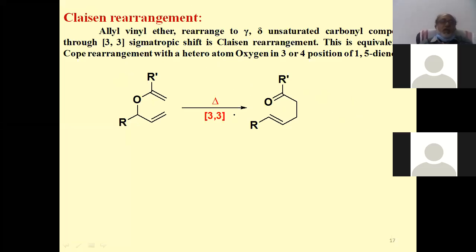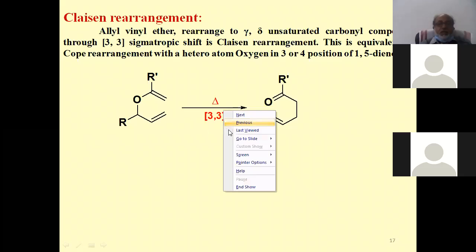Coming now, we have done the Cope rearrangement. Now this is the Claisen rearrangement. The Claisen rearrangement is one of the earliest sigmatropic shifts that was studied extensively. And what it is, this is nothing but a 1,5-diene where one of the carbon atoms at the 3 or 4 position is replaced by oxygen. So it becomes an ether.